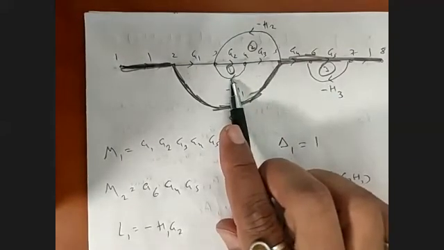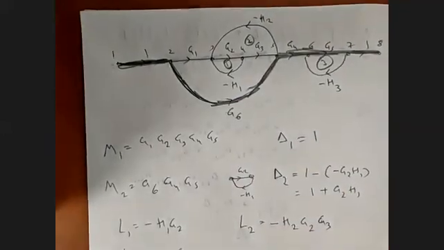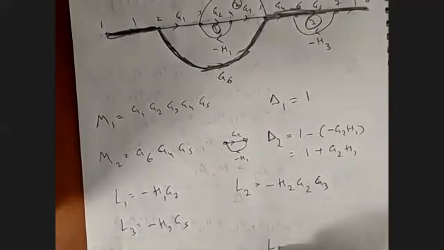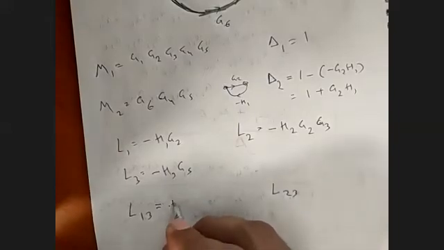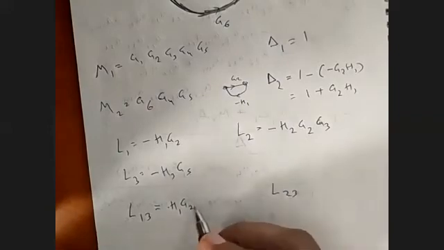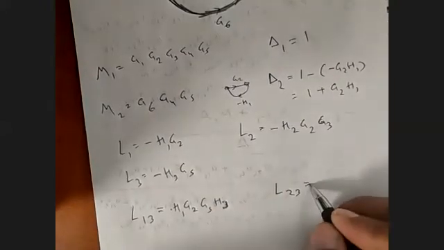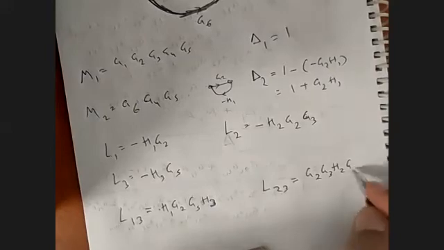That is loop number 1 and 3, and loop number 2 and 3. So we have 2 pairs, that is L13 and L23. L13 will be H1 G2 G5 H3, and minus both have, so it will become plus. L23 will become G2, G3, H2, G5 and H3. So this will be your L23.